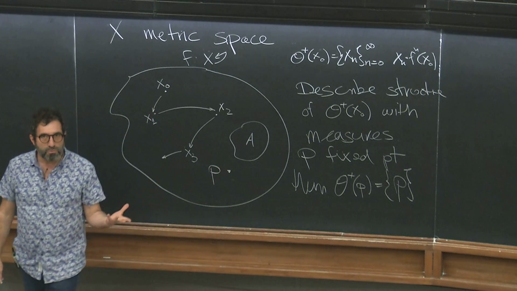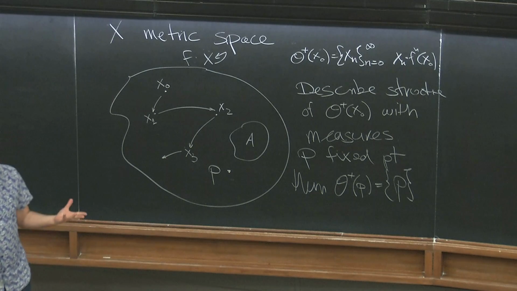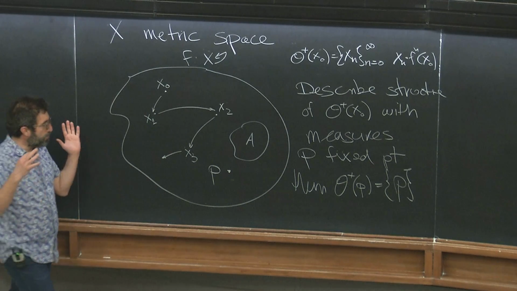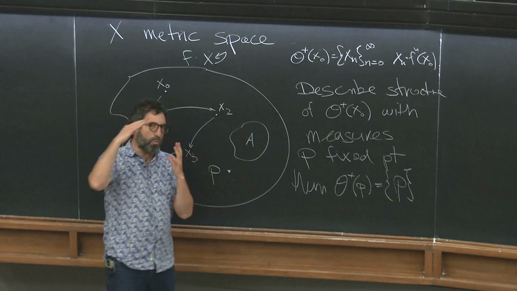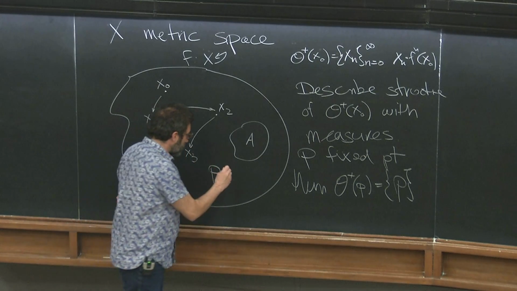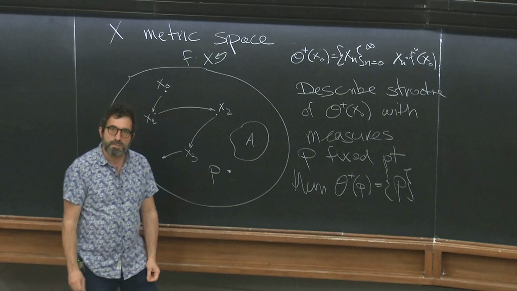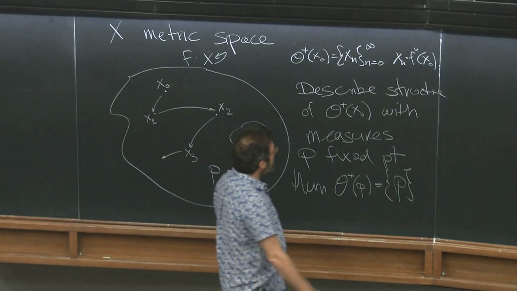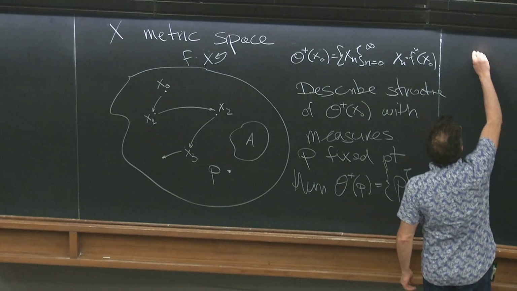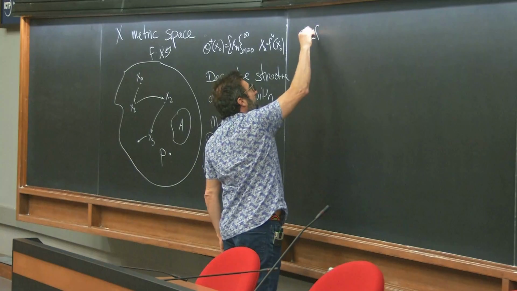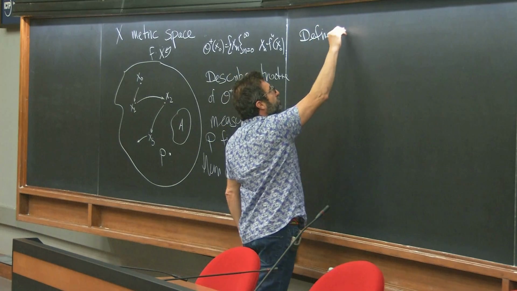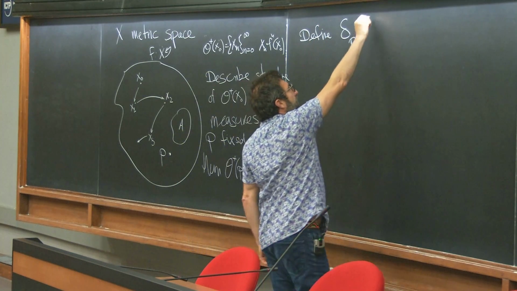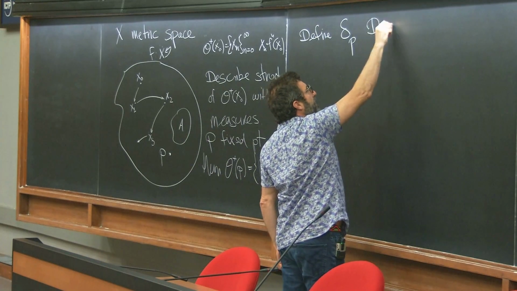How can we describe that with measures? You know, how do we put our 1 kilogram of sand just sitting on this single point? Dirac measure, Dirac. Exactly, right? So we can define what's called the Dirac measure. It's denoted by delta P. This is sometimes called the Dirac delta measure.